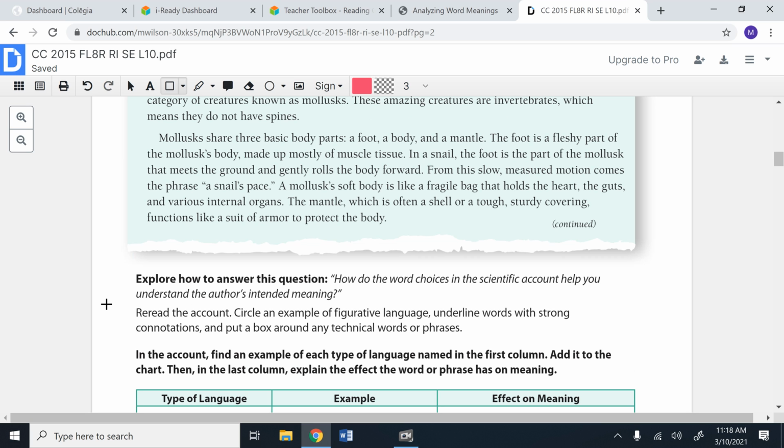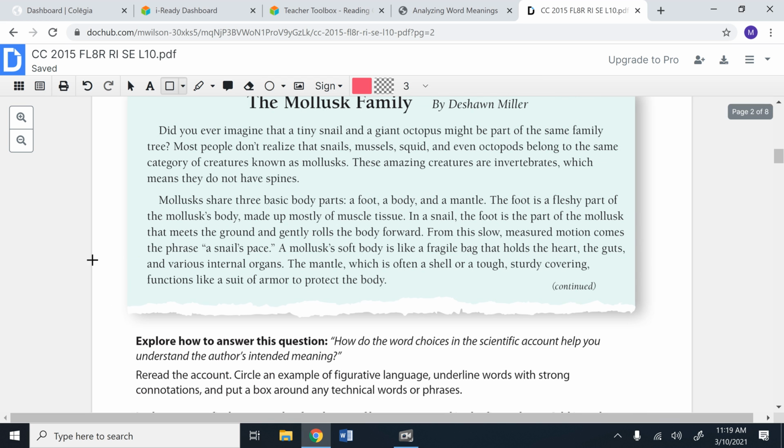How do the word choices in the scientific account help you understand the author's intended meaning? Reread the account, circle an example of figurative language, underline the words with strong connotations, and put a box around any technical words or phrases. So first I'm going to come back up here and choose my circle tool and try to look for figurative language.